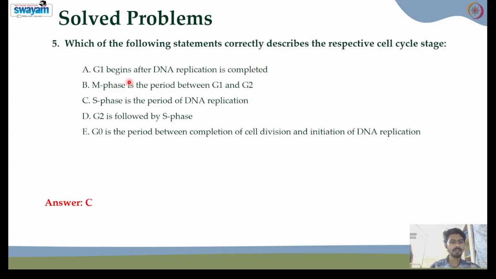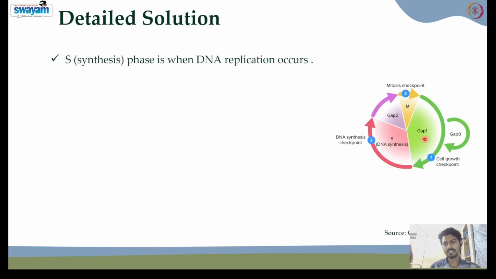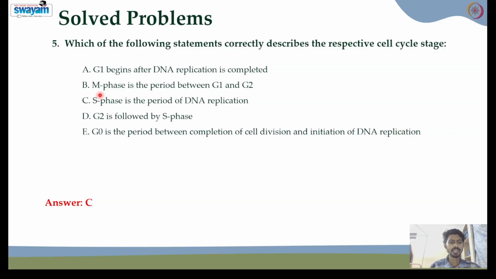And option B, M phase is the period between G1 and G2. If you see the cell cycle, between the G1 and G2, S phase is there, not the M phase. So M phase is not the period. S phase is the period between G1 and G2. And obviously S phase is the period of DNA replication.